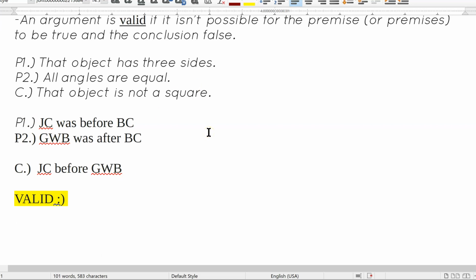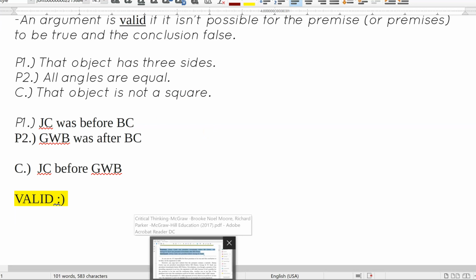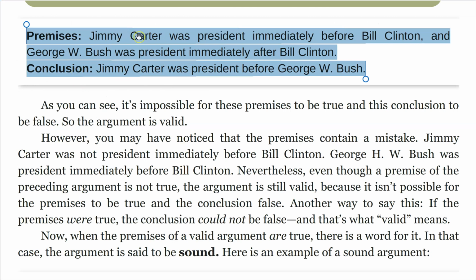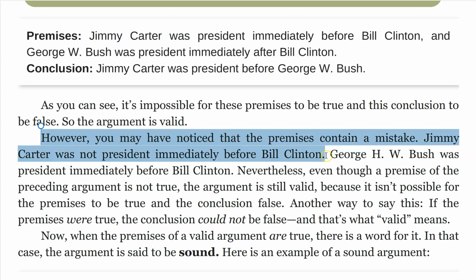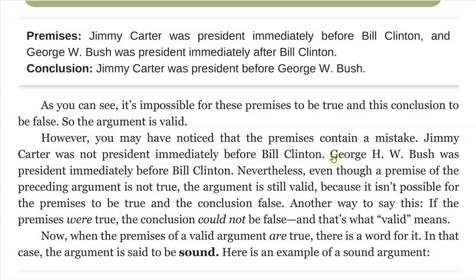Now, what is this nonsense I've been talking about this being problematic? Well, we're going to go back to the textbook for that. And we want to get our eye back on this full statement here. As you can see, it's impossible for these premises to be true and this conclusion to be false. So the argument is valid, right? However, you may have noticed that the premises contain a mistake. Jimmy Carter was not president immediately before Bill Clinton, right? That's a problem, right? So how is it that this is still valid?